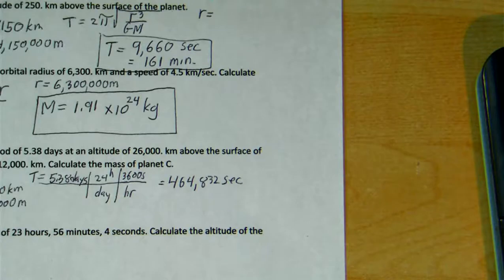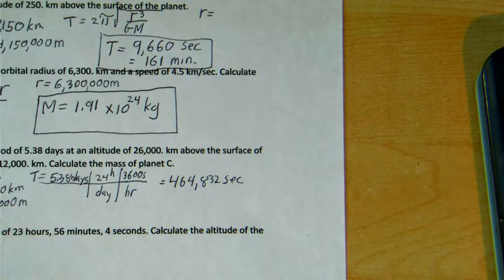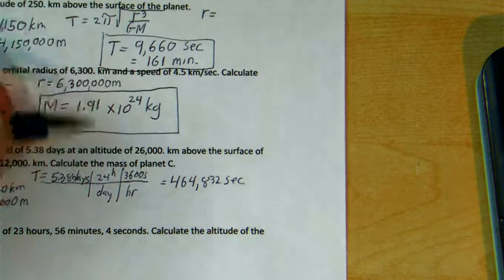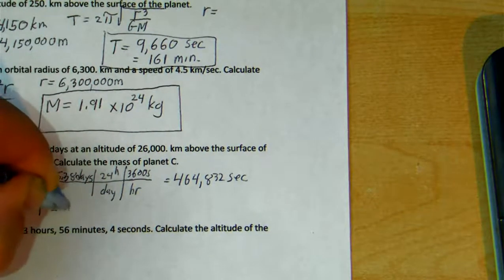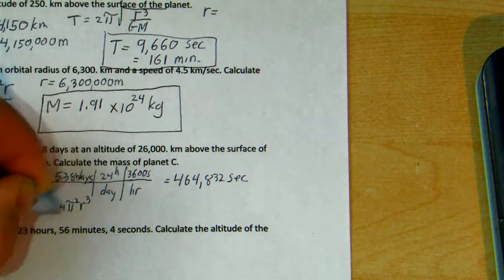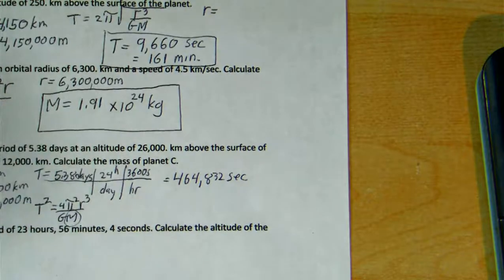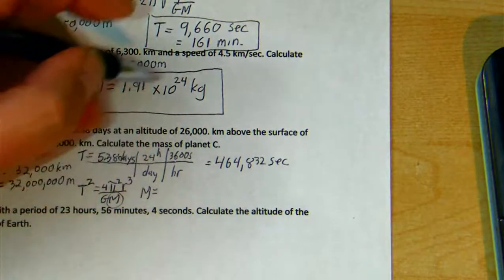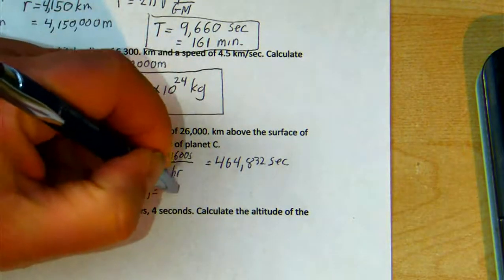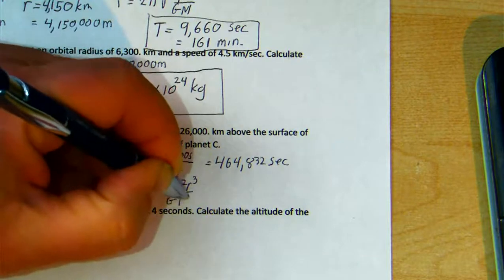So we need to solve for the mass. We have the radius, we have the period. So I would use Newton's version of Kepler's third law. T squared equals 4 pi squared r cubed over GM. And this time we're going to rearrange the equation to solve for the mass. That makes the mass equal to 4 pi squared r cubed divided by G T squared.